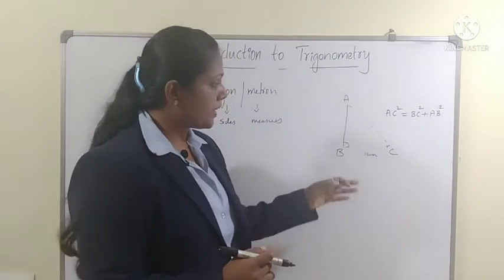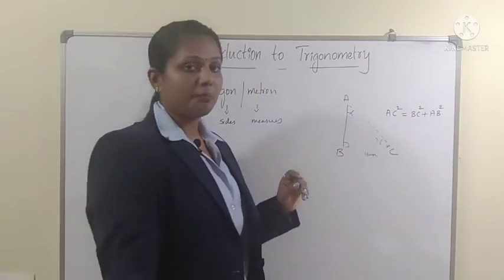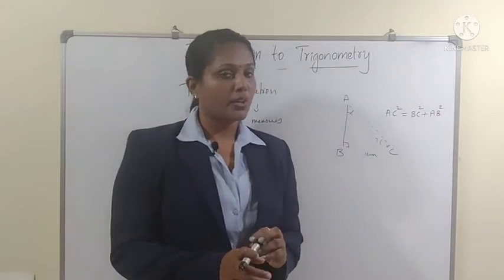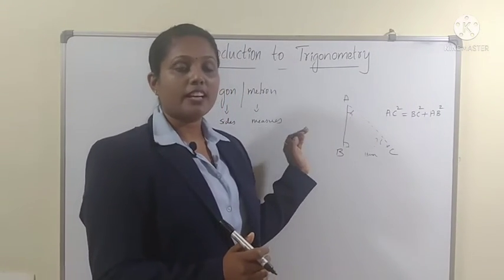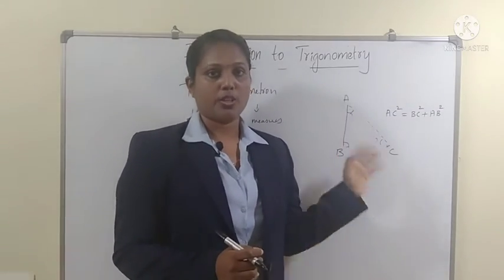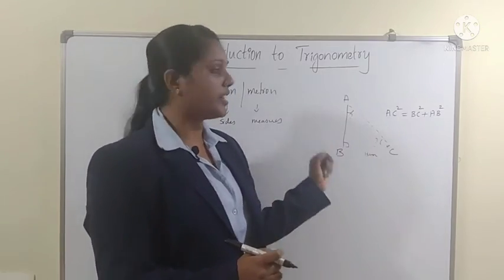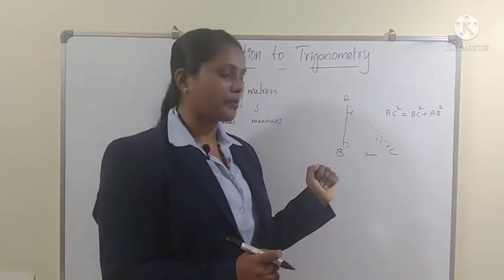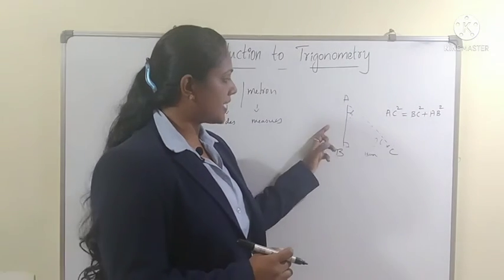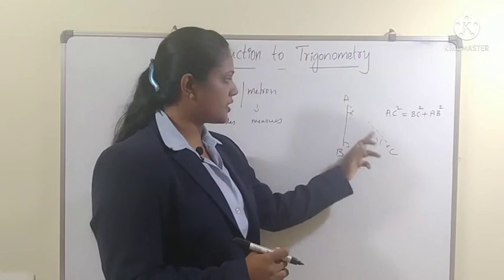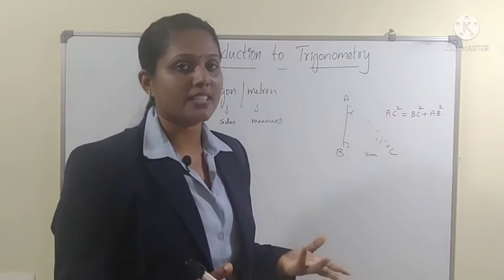But when it comes to an angle, how do we find it? Is it possible using the Pythagoras theorem? No. For that we have to use the concept called trigonometric ratios. Before that, I'll tell you the definition of trigonometry. See here, I've told you, you can find 3 angles as well as 3 sides. So now you can guess what the definition is.